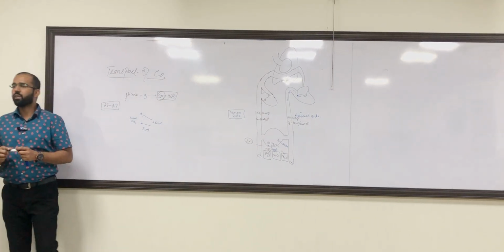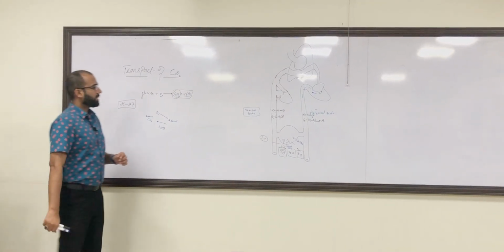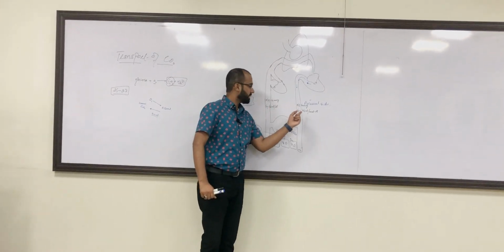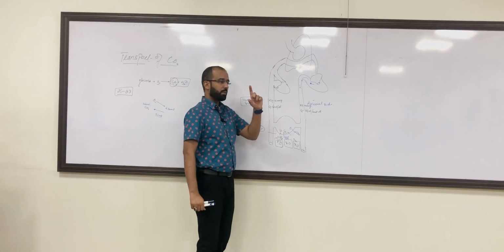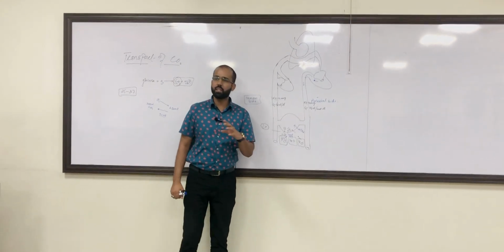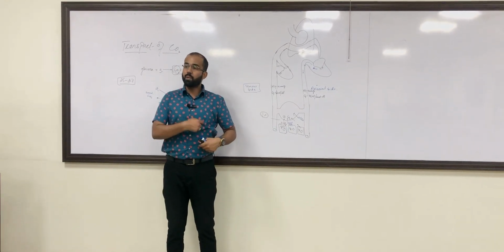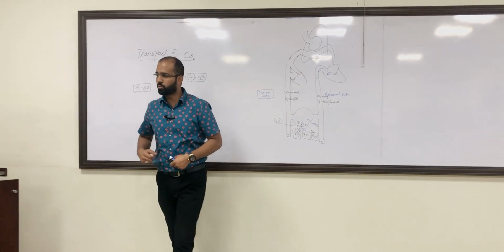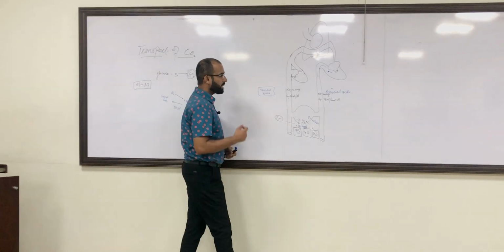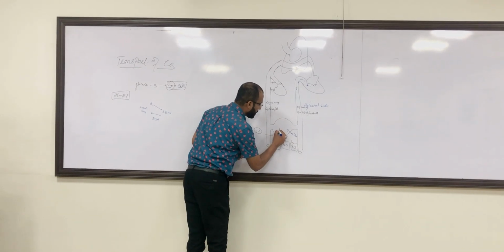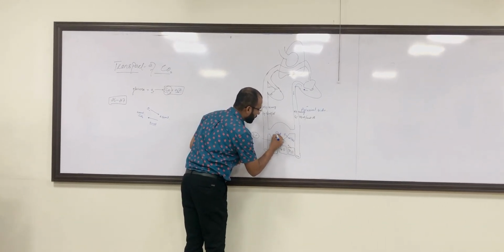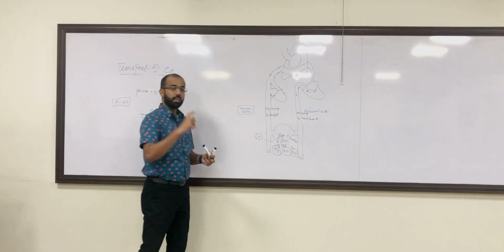So this is important. What does it mean? That the carbon dioxide in 100 ml of arterial blood is 48 ml, and the carbon dioxide present in 100 ml of venous blood is 52 ml. It means whenever blood passes through the peripheral tissues, how much carbon dioxide does it pick up? It picks up 4 ml in 100 ml of blood.